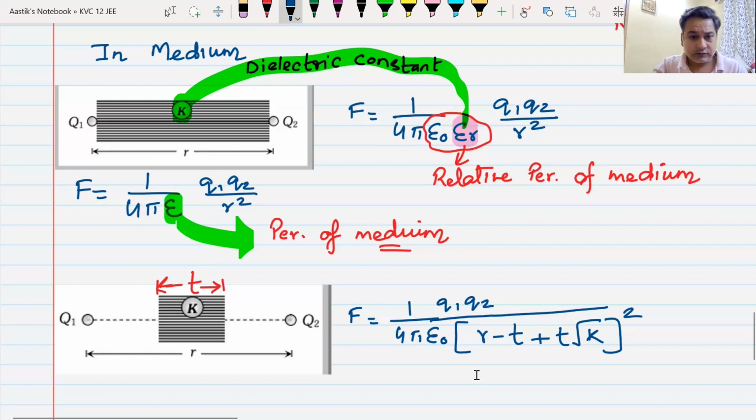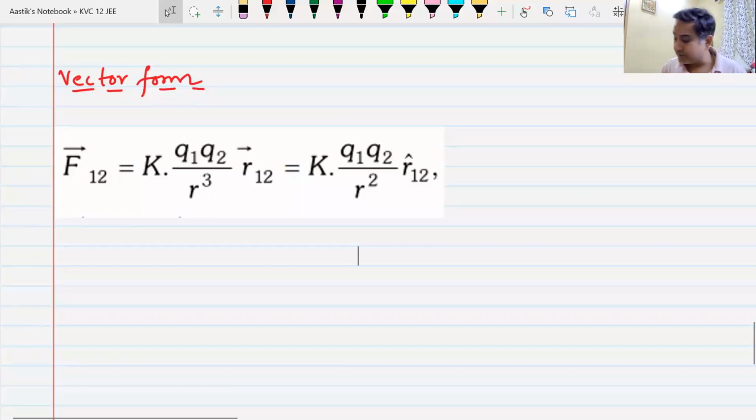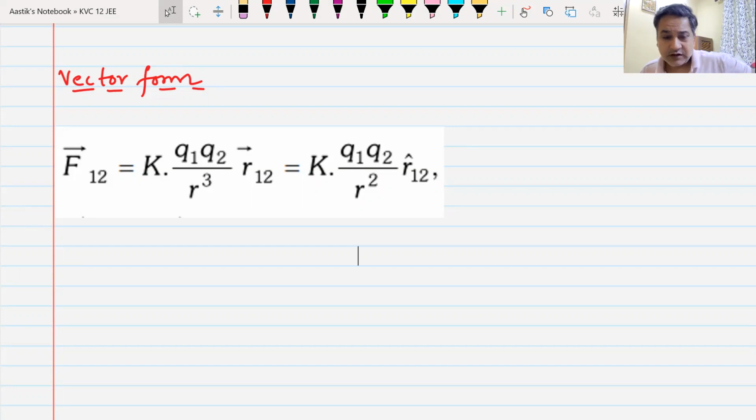F equals K Q1 Q2 by R cube into R vector. You can write it in many ways. You just have to understand the meaning of this. F12 means force on 1 due to 2. R12 means position vector of 1 with respect to 2.